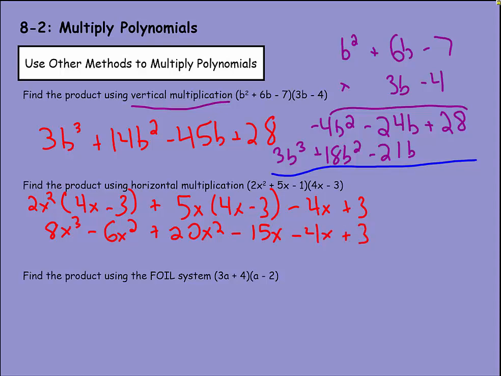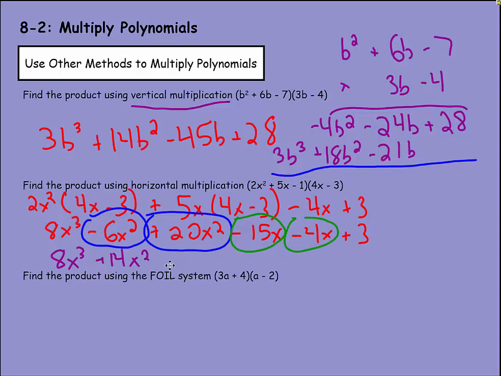Now we can simplify. This is the only x to the third, so we can leave it at that, 8x to the third. Here are some x to the seconds, though. So if I have negative 6 and positive 20, that'd be plus 14x squared. Then I see these as like terms as well. So that would give me minus 19x, and then just plus 3 at the end.